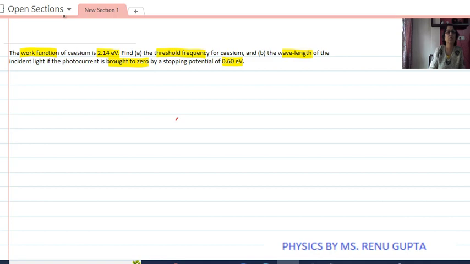First of all, we are given the work function equals 2.14 electron volt. Now what do you mean by work function? Work function is the minimum energy that is required to just eject the electron from the surface of the metal without imparting any kinetic energy to the electron. So this is the work function, in electron volt. If you want to convert it into joule, then it is 2.14 into 1.6 into 10 to the power minus 19 joule. This is the work function.